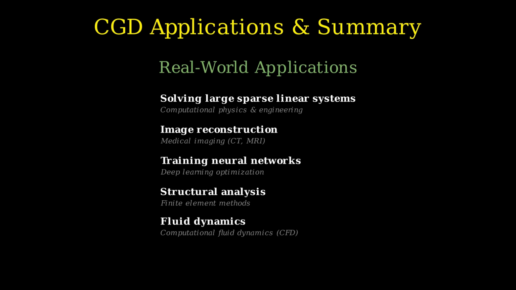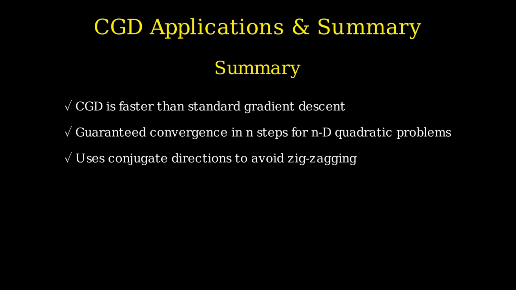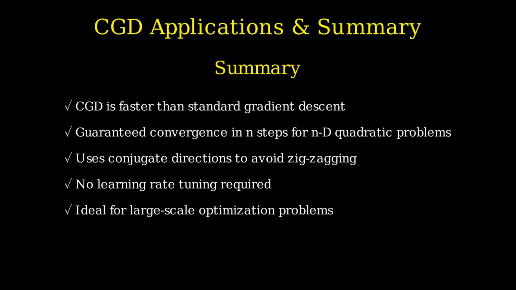Let's wrap up with the key takeaways. CGD is much faster than standard gradient descent, often by orders of magnitude. Guaranteed convergence in n steps for n-dimensional quadratic problems, that's exact, not approximate. Uses conjugate directions to avoid zigzagging. Each step makes permanent independent progress. No learning rate tuning required. The optimal step size is computed automatically. Ideal for large-scale optimization, memory efficient and fast, perfect for problems with millions of variables.